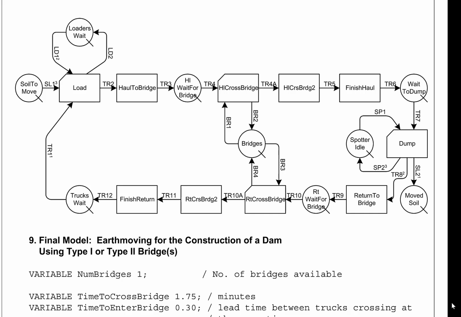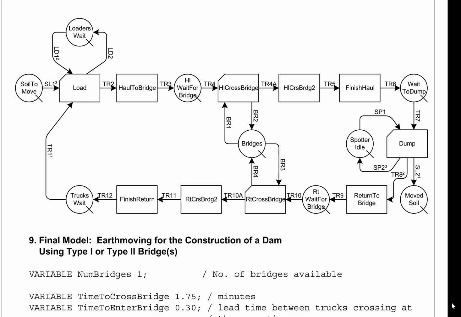A similar situation occurs for trucks that are returning. The combi return cross bridge cannot start unless there is a bridge free in the bridge's queue and unless there is a truck waiting in the queue return wait for bridge. When those two conditions are satisfied, the combi return cross bridge will create an instance, and it will take the bridge and the truck from the queue return wait for bridge and keep them for 0.3 minutes. And at the end of that time, the bridge will be made free again, and it is possible for return cross bridge to create another instance.